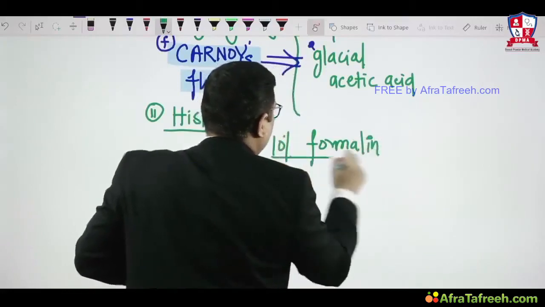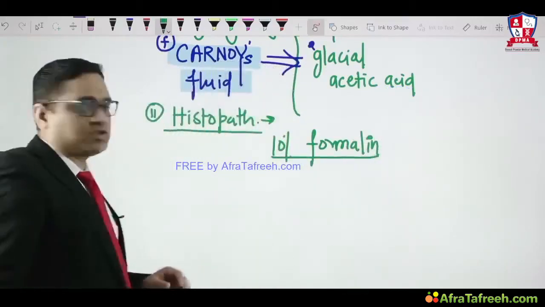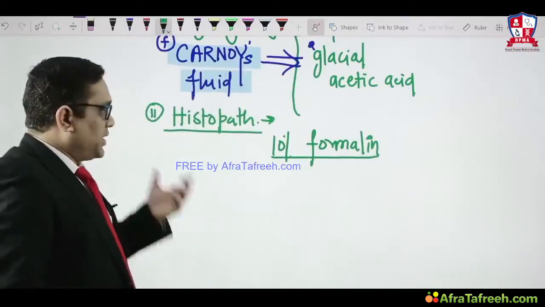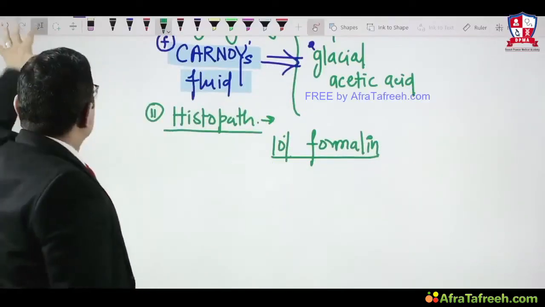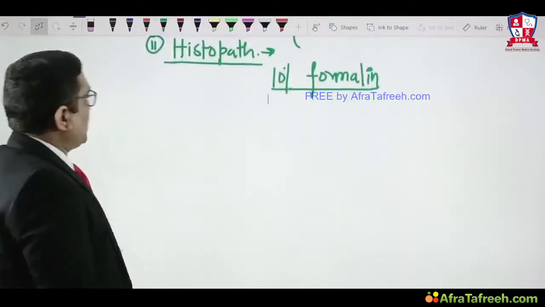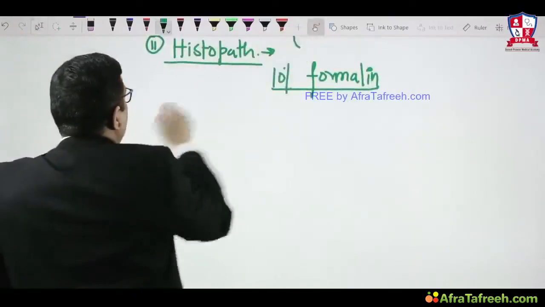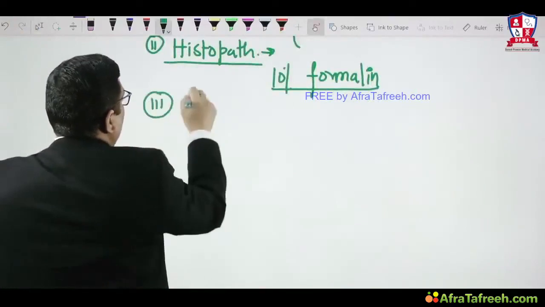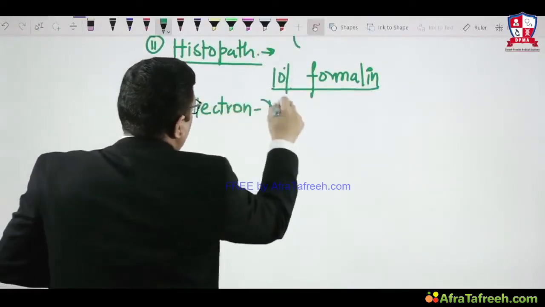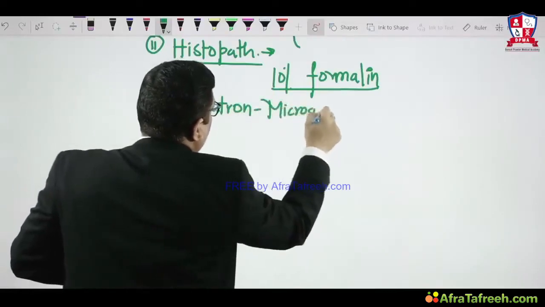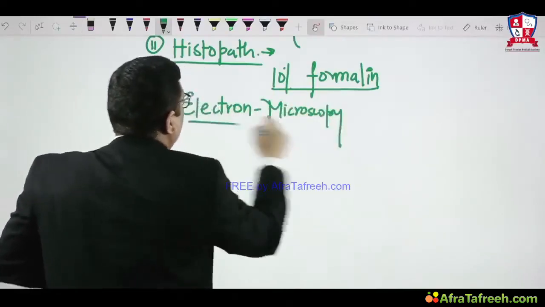So 10% formalin is the best fixative for histopathological examination, right? What will be the best fixative for electron microscopy? This was the question in a previous year PGI exam.